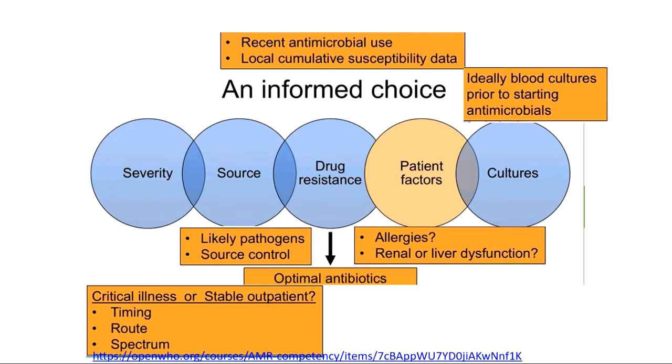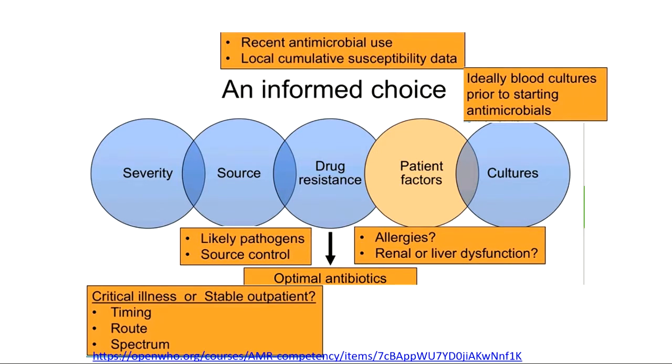Then source of infection. This is very important. You need to think about the likely source of infection, because if you think about a urine source, you think about E. coli. If you think about skin, you will think about staphylococcus or gram-positive bacteria, etc. So if you know the source, you know your target. And also, if you know the source, you can control it. For example, if you have an intra-abdominal infection and you give antibiotic without controlling it by surgery, the antibiotic will not benefit much.